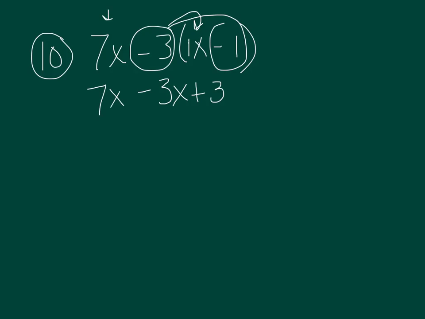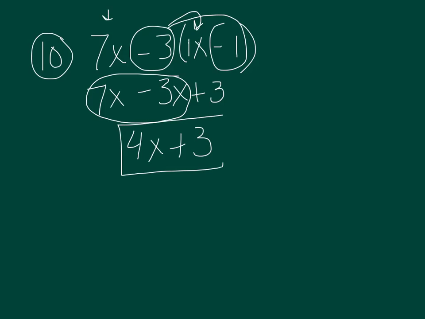So now we can combine these two. You always look at what you can combine. And 7x minus 3x is 4x plus 3. And you have no more like terms, so you are done. You need to know when to stop also.